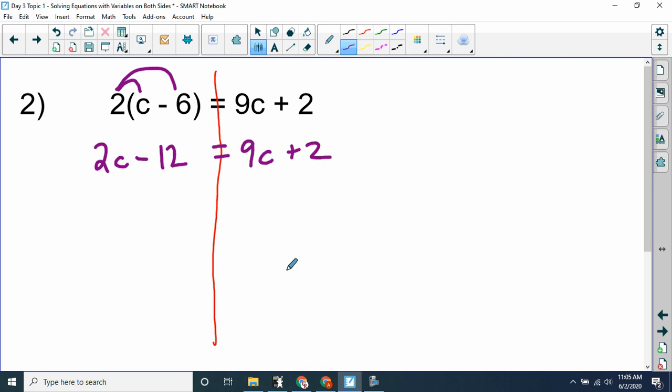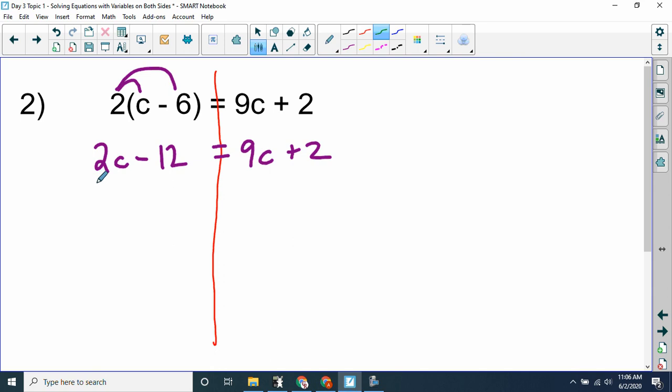Notice I don't have any like terms to combine on this left side. I just have 2c and 12. Here I've got 9c and 2, no like terms on this side. Even though this and this are like terms and the 12 and 2 are like terms, they're on different sides, so I cannot combine them. I have c's on both sides of my equal sign. I'm going to move it so I have them all on the same side. And it doesn't matter which way you move them. I'm going to get rid of this 2c, but you could also get rid of the 9c.